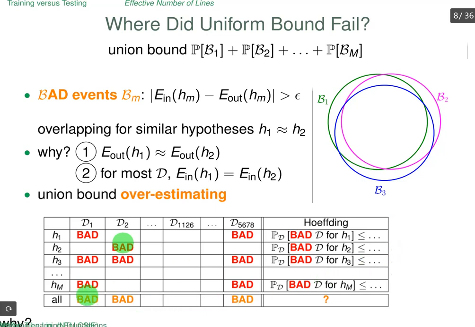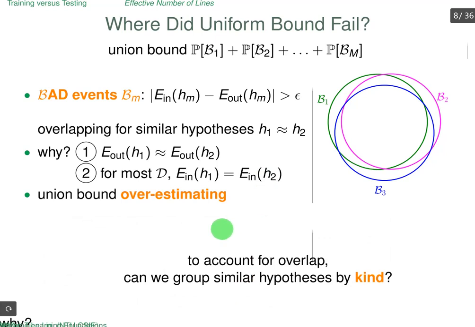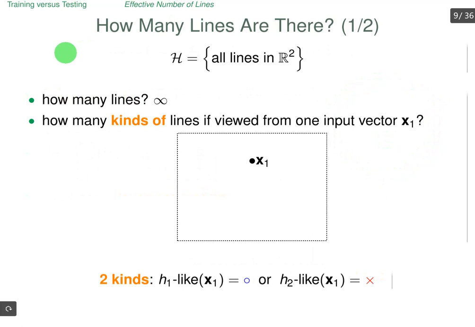All right, so we are just taking the worst case scenario and taking the union bound of all possible probability of bad events. So the next important question is, to account for this kind of overlap, can we group similar hypotheses by kind? Okay, so now we talk about grouping similar hypotheses by kind. In order to group similar hypotheses by kind, we'll take some examples.